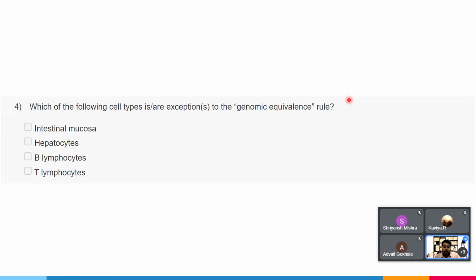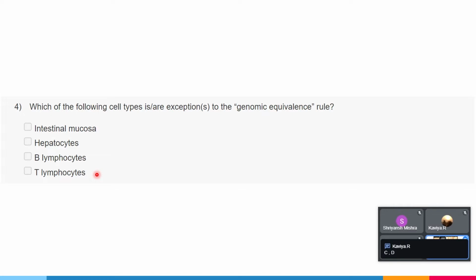So now what the question is telling us is that it is fine with muscles and nerves or most of the cells of the body, that the DNA sequence is similar or the same. But some cells do not follow the genomic equivalence rule. That is, there are some changes in the genome or the chromosome that are occurring. So which of the cells are these? The options are intestinal mucosa, hepatocytes, B lymphocytes, and T lymphocytes.